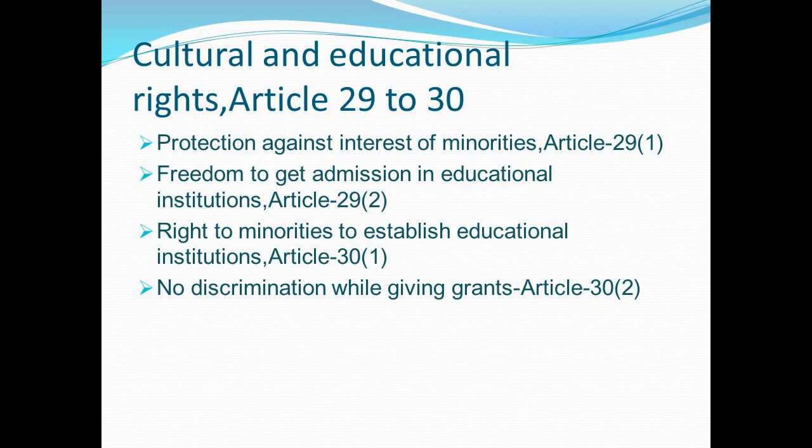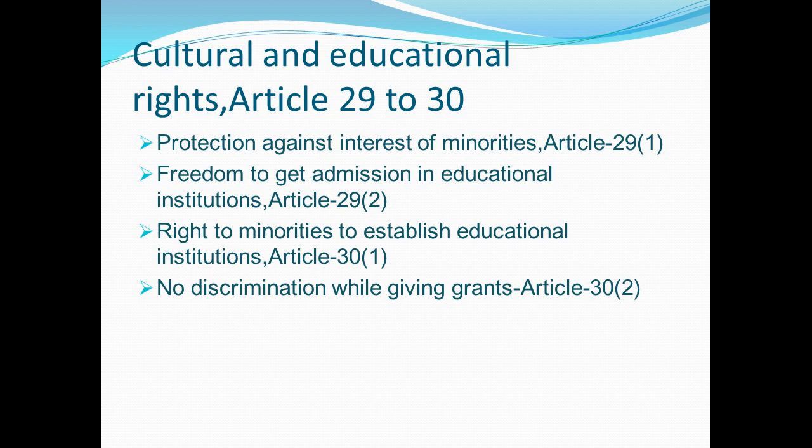The third category is cultural and educational rights. The cultural and educational rights are grouped into one of the 6 fundamental rights that have been granted to the Indian citizens. These are described in the Constitution as, number 1, any section of citizens residing in the territory of India or any part thereof having a distinct language, script, or culture of its own shall have the right to conserve the same.